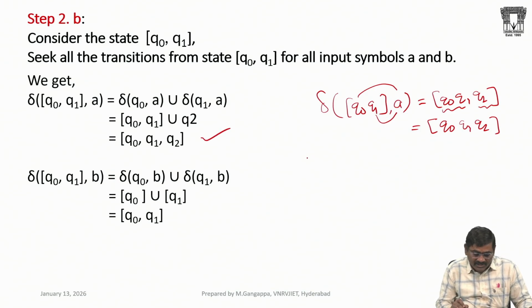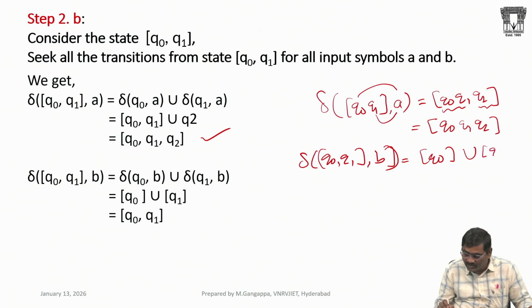Similarly, the next transition is the transition of Q0 Q1 on input B. On input B, what we get here is Q0 on B. Q0 on B is Q0 only, from the diagram. Similarly, union Q1 on B. Q1 on B, we get only one next state, that is Q1. So finally we get Q0 Q1.